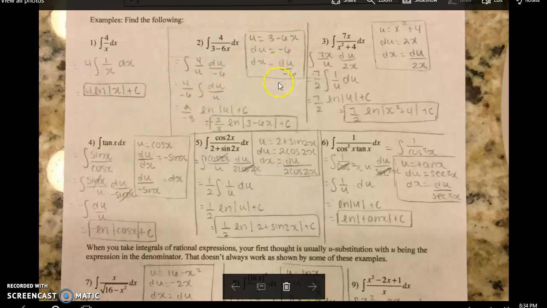And then for number 2, in some scenarios you're going to have to use u substitution, like here. So the denominator is going to be u, so u equals 3 minus 6x, and then the derivative of that is going to be negative 6, and then dx equals du over negative 6. So here we're just going to put 4 over u, multiply it by the value of dx, which is du over negative 6, and then we're going to take 4 over negative 6 out of the integral sign, and we get du over u.